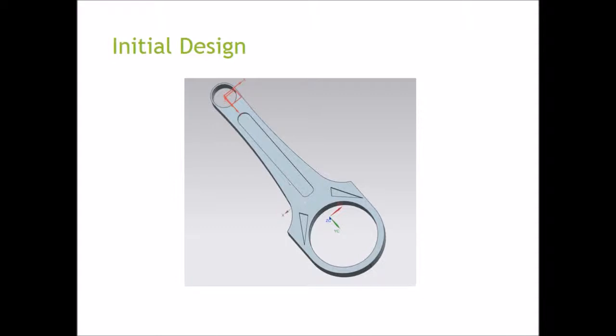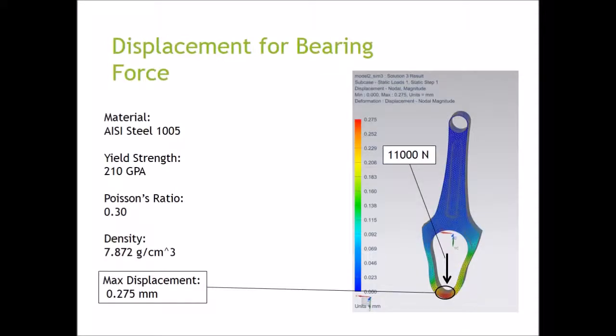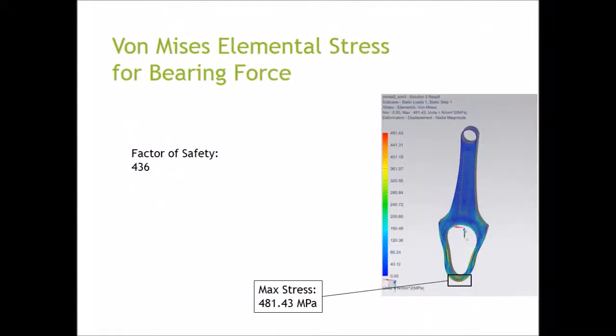For all the analyses, we used NX with a 3D tetrahedral mesh and a mesh size of 0.5 millimeters. Additionally, we decided to use AISI 1005 steel, which has the following analyzing properties. For a bearing force of 11,000 newtons, which is represented by the downward arrow in this image, it was found that the maximum displacement was 0.275 millimeters and is shown by the red area within the circle.